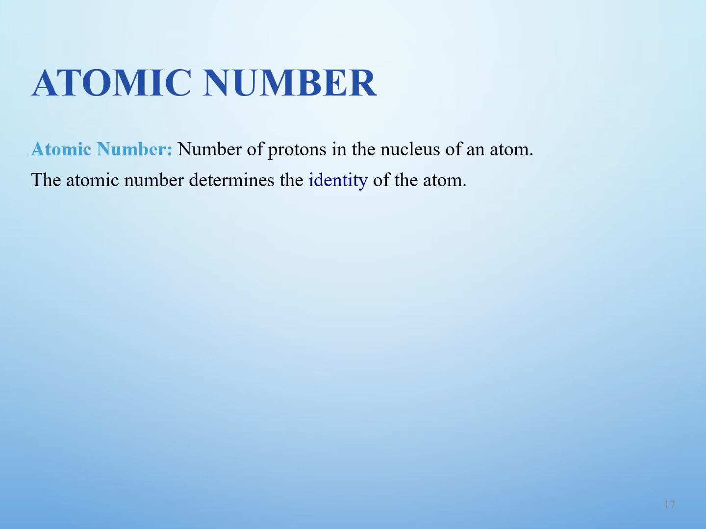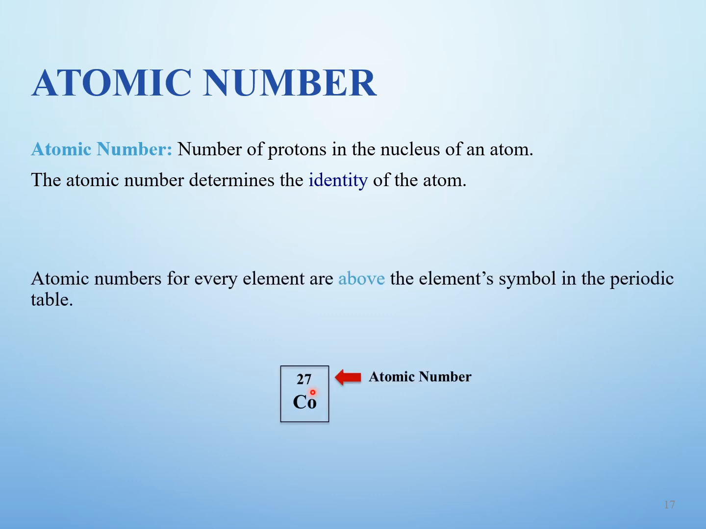Let's talk about atomic number. Atomic number is the number of protons inside the nucleus of an atom. So atomic number determines the identity of the atom. If you have a certain atomic number, that's the identity. Anything that has a different number of protons will mean it's a different element. So if it says 27 on a periodic table, that means it's cobalt, because cobalt always has 27 as the atomic number, or 27 protons. If you change it to 26 or 28, it will no longer be cobalt. It will be a different element.